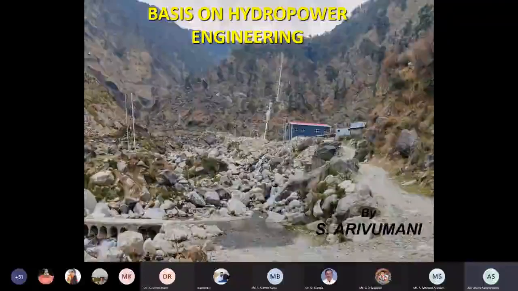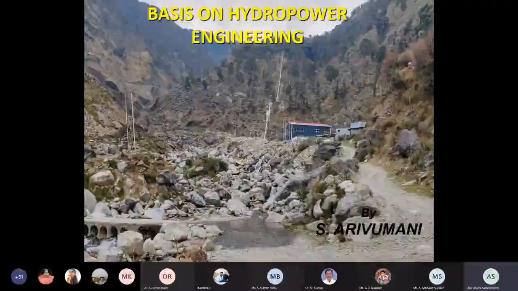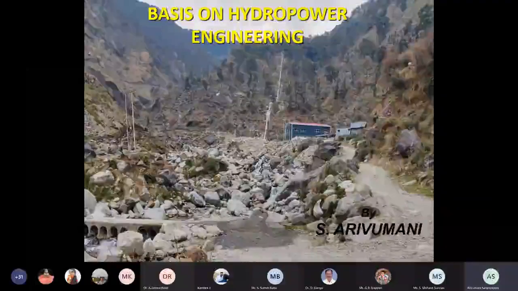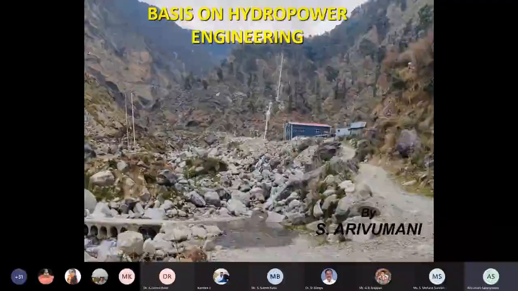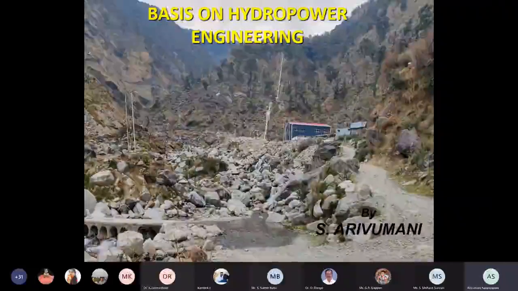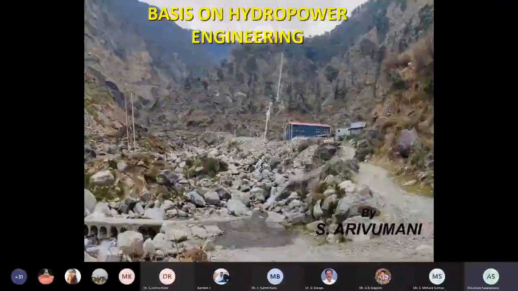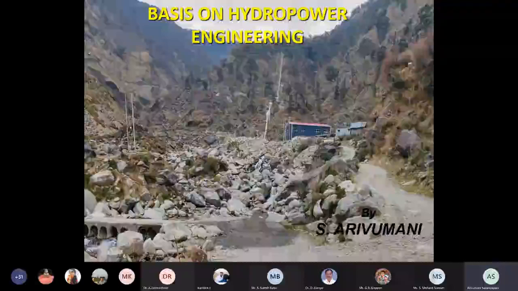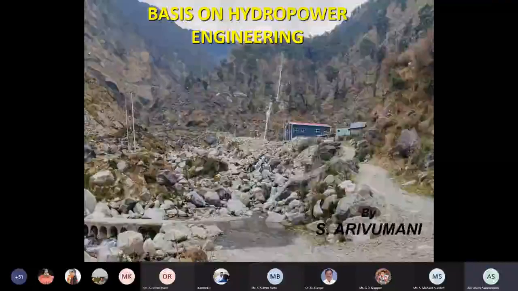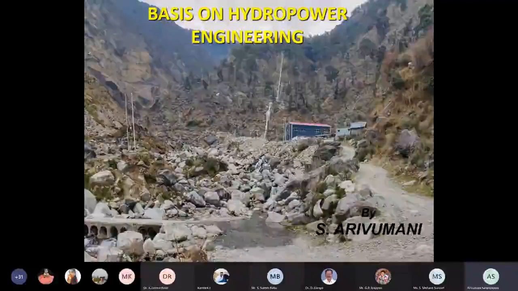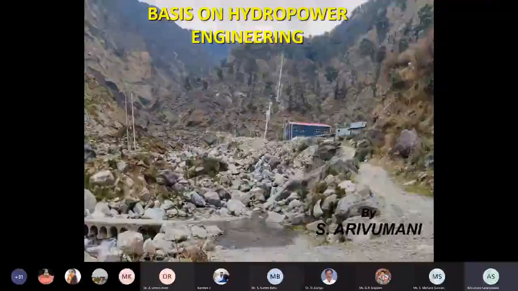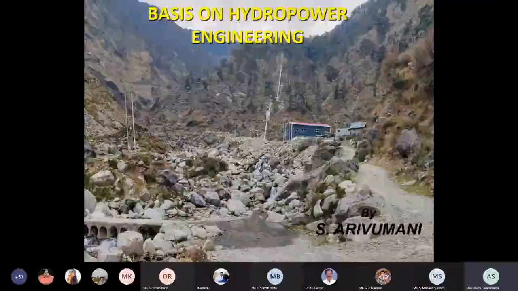Today the topic is Basics of Hydropower Engineering. First of all, as Madam told, it is not 13. I gave you an old resume. Now it's around 15 years of experience in hydropower engineering. Most of the projects I have done are in India, mostly North India, and also Nepal, Germany, Philippines and Uganda. So I have some knowledge to share with you.